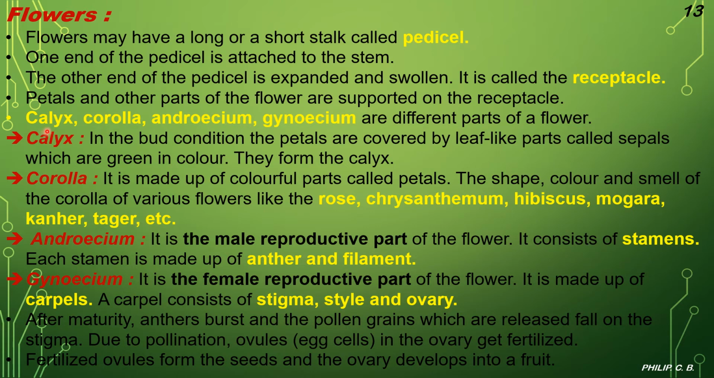Now you can see four important parts in a flower: calyx, corolla, androecium, gynoecium are the different parts of the flower. So first point, calyx. In the bud condition, the petals are covered by leaf-like parts called sepals, which are green in color. They form the calyx. Second, corolla. It is made up of colorful parts called petals. The shape, color and smell of the corolla differ in various flowers like the rose, chrysanthemum, hibiscus, mogra, etc.